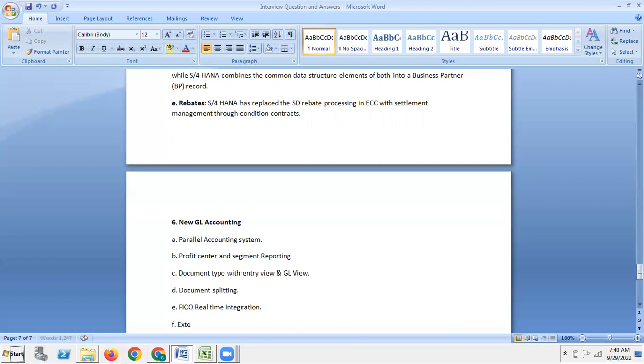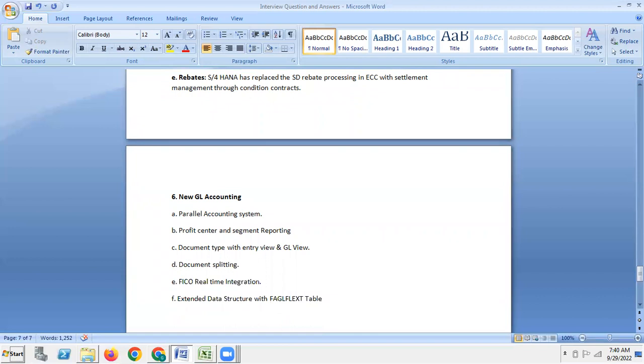Extended data structure with FAGLFLEXT table. GL plus business area plus profit center plus segment debit is equal to GL plus business area plus profit center plus segment credit.